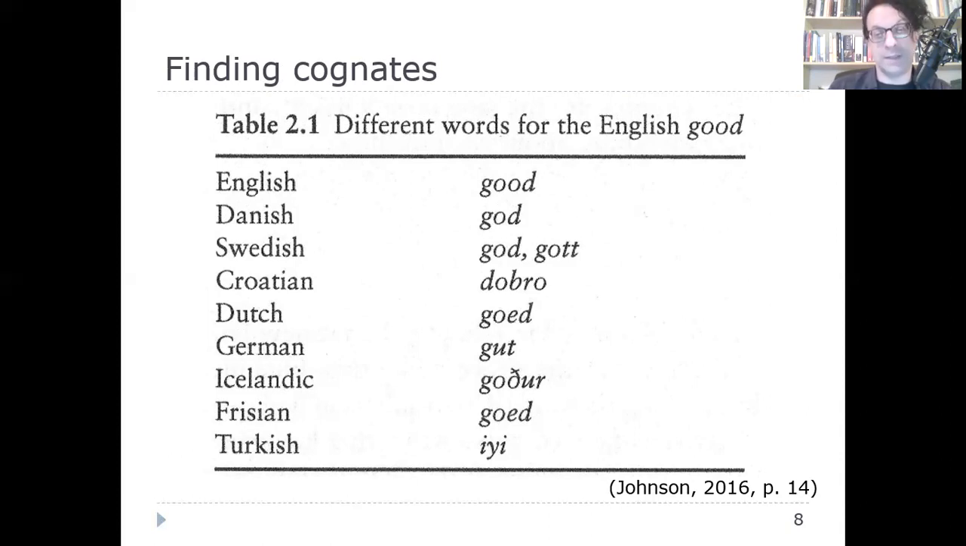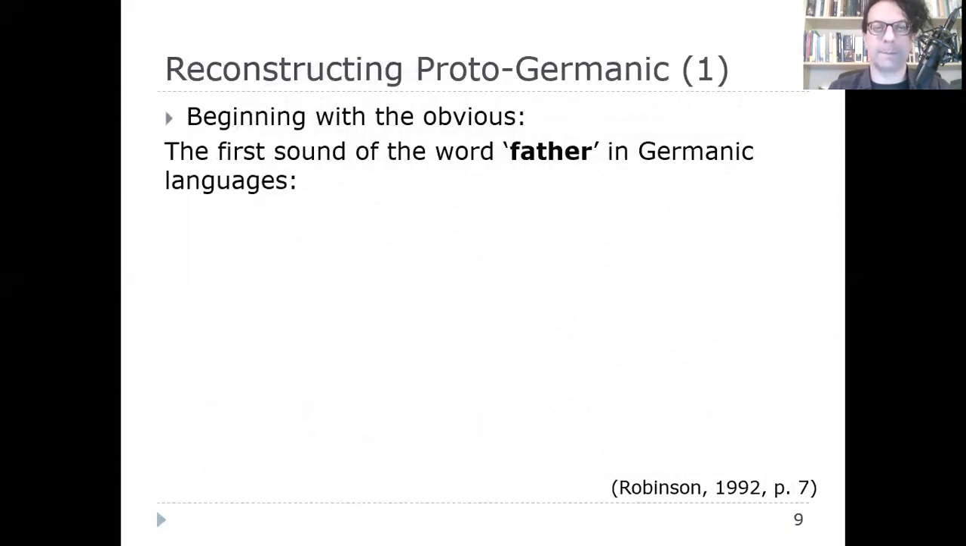And I think it's really easy to see if you look at the right-hand column which languages don't belong in this list, right? So Croatian, dobro, has nothing to do with the Germanic words for good, and Turkish, iyi, also has nothing to do with all of the other words that you see there. This is kind of intuitive. It's sort of easy to see that these two words are not related. So Croatian and Turkish are not Germanic languages. And all of the other languages you see here are Germanic languages.